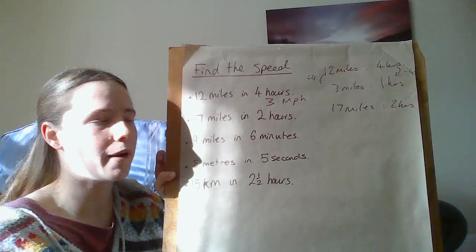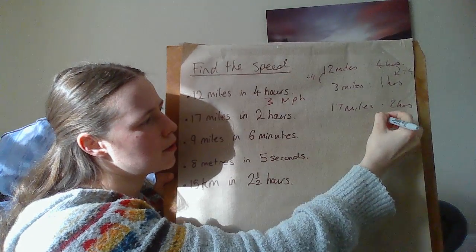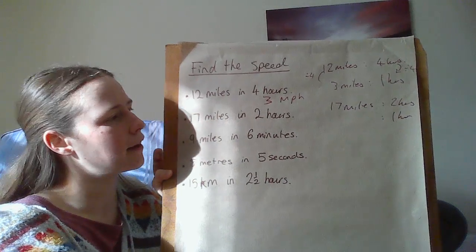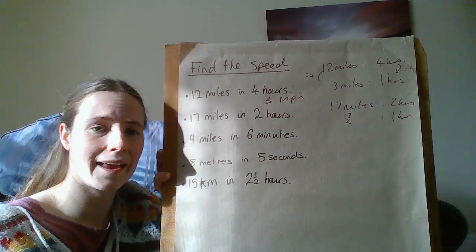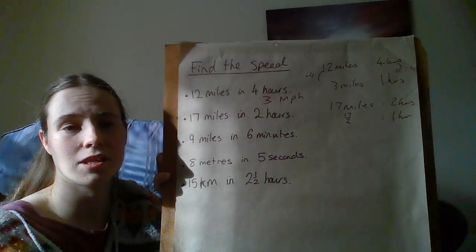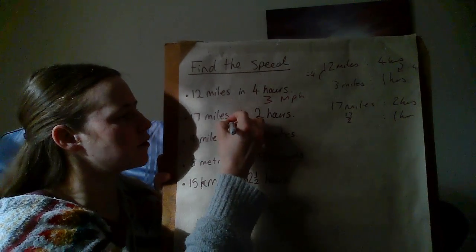Okay, next one, 17 miles in 2 hours. I want miles per hour, so I need to make that a 1. So I'm dividing by 2. Okay, now you can either write it as 17 over 2 and then think about mixed numbers, which would be 8.5, or you can think 17 divided by 2 is 8.5. Either way is fine to do that division.